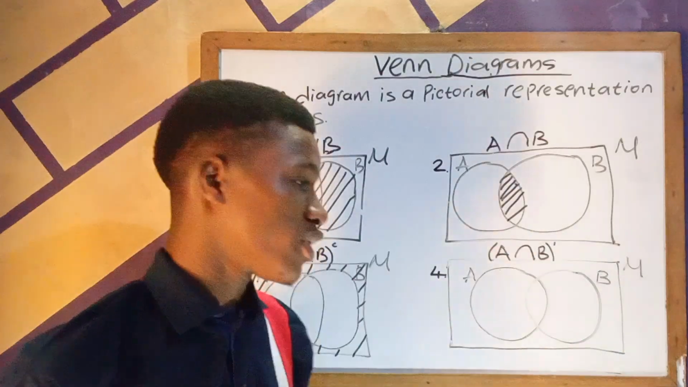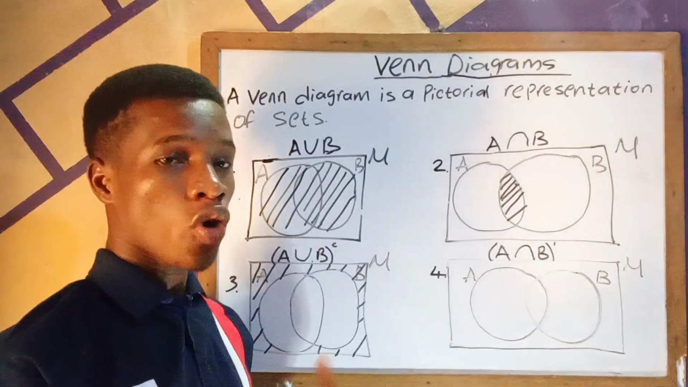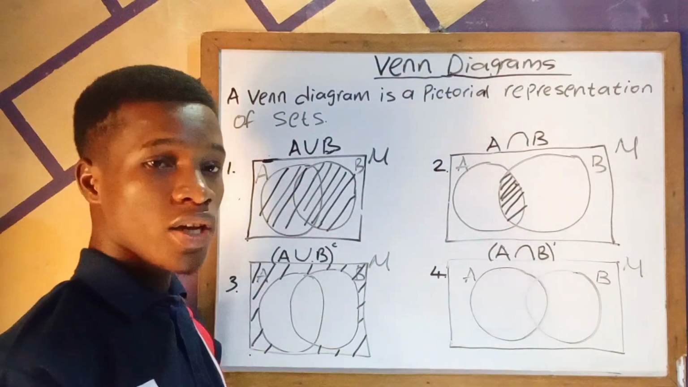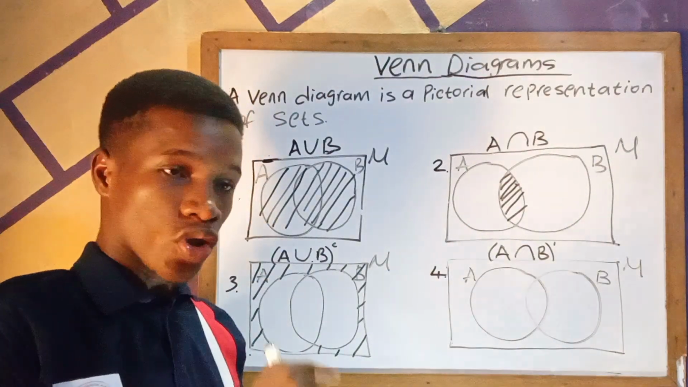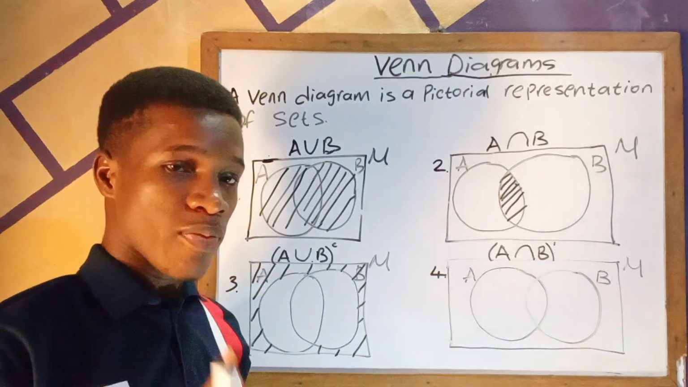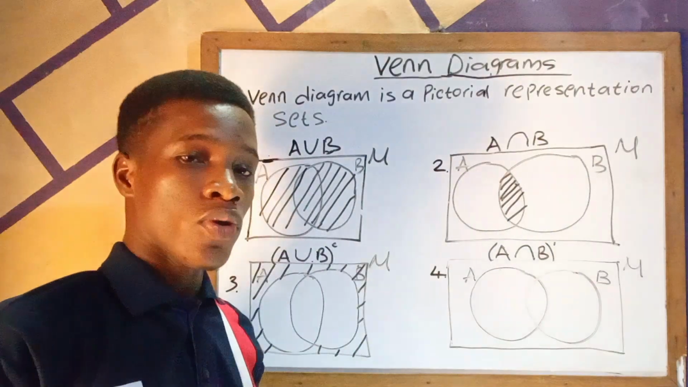So this case now is A intersection B complement. Just the same way we did it in union, I want you to do it in the comment below. Just write it out on paper, snap it, and post it in the comment below so that we see the correct representation here.